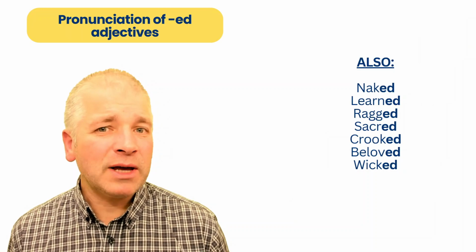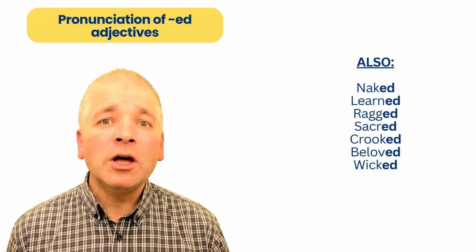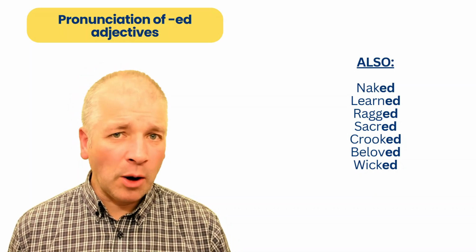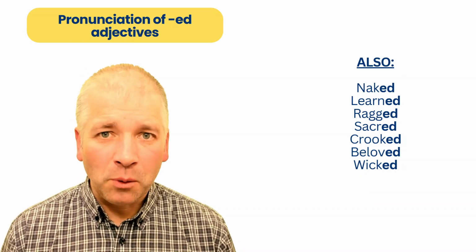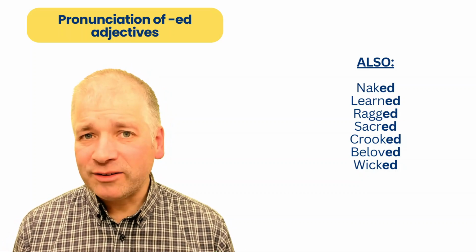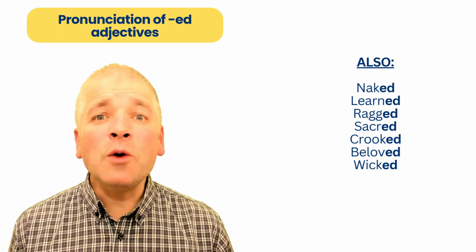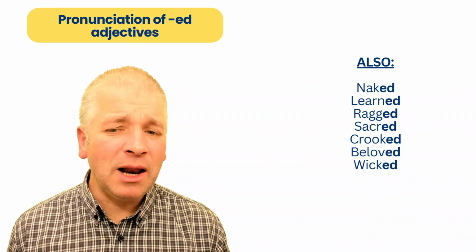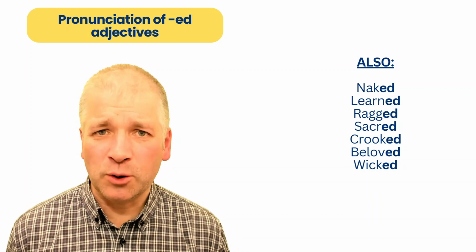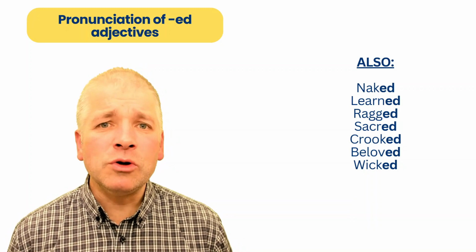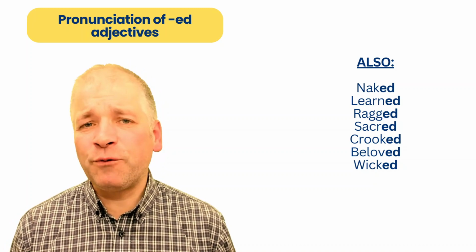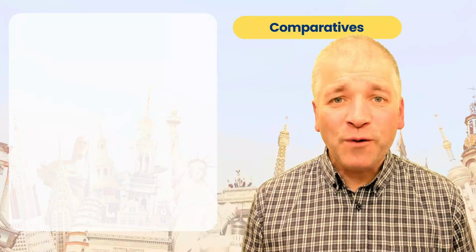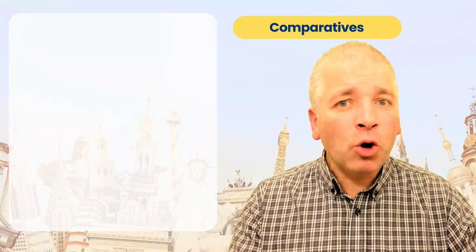And there are a number of other exceptions too. Naked, learned when it's an adjective, learned, where we don't pronounce the E would be for the verb form, for the past of the verb. But learned is an adjective that means someone who knows a lot. We also have ragged, sacred, crooked, beloved, wicked, and there are a few others too. So be careful and make sure you know when to pronounce the ed in full or when to just pronounce the D.